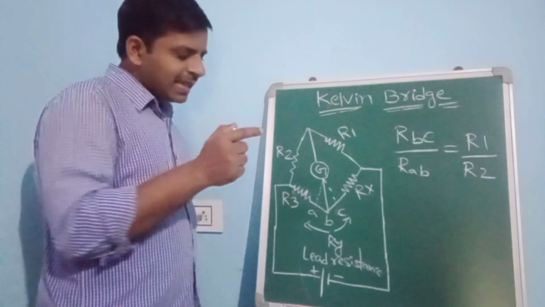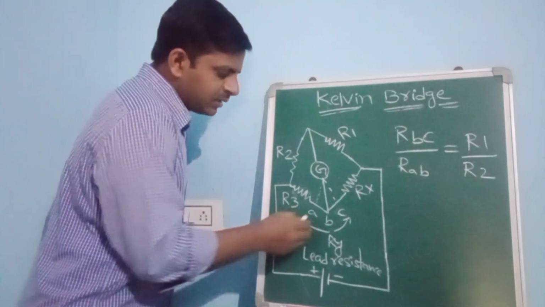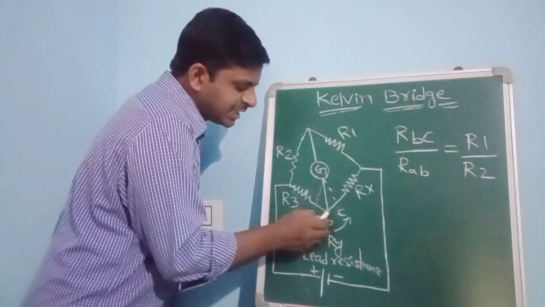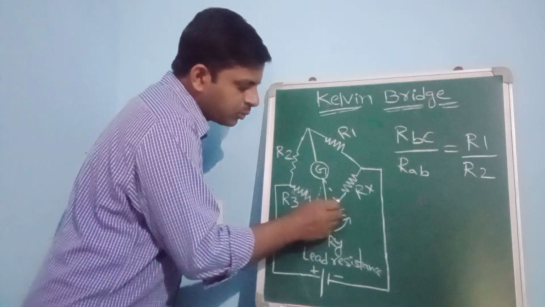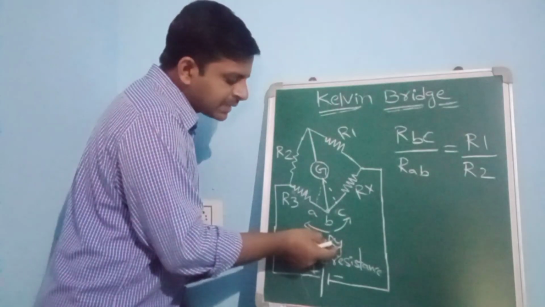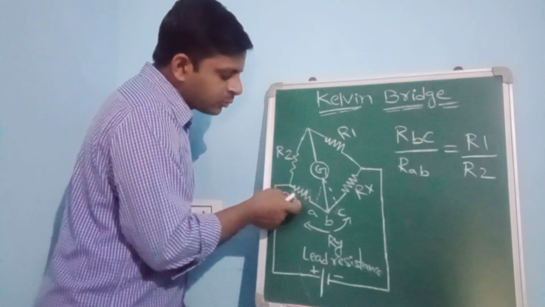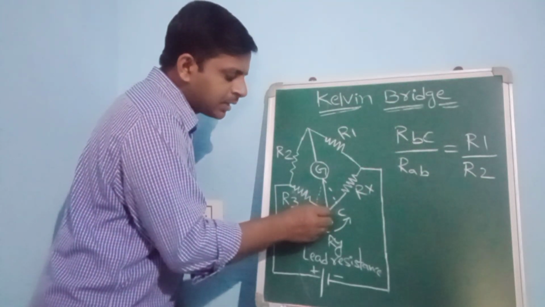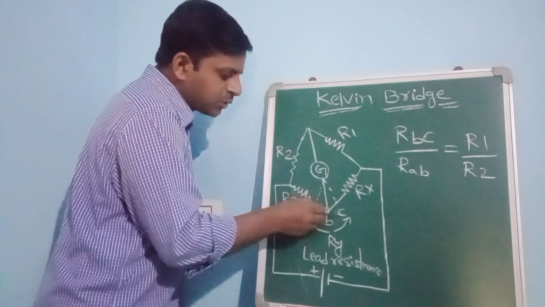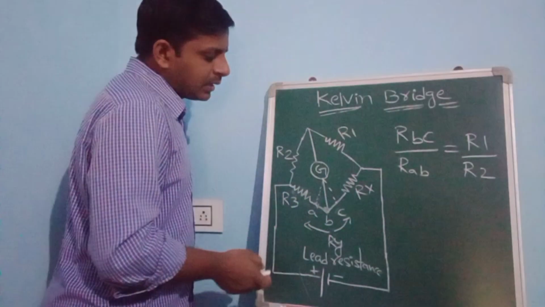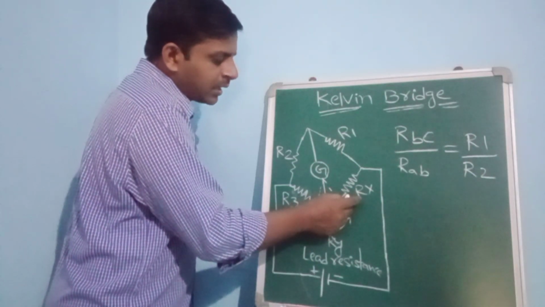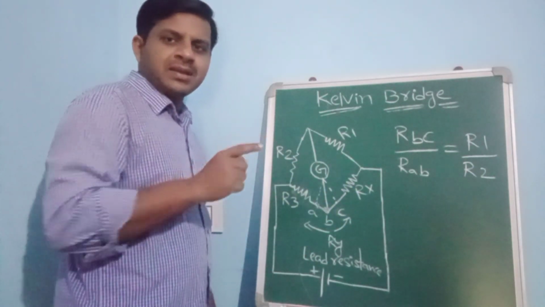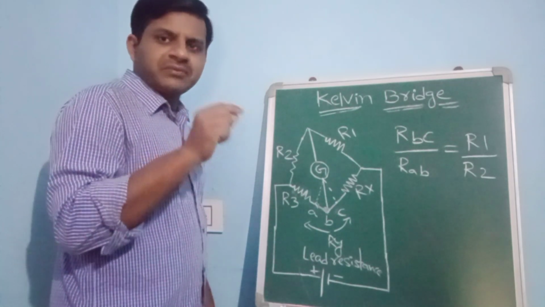Initially, coming to step 1, whenever the galvanometer is placed from point B to C, the lead resistance Ry is added into the R3 side only. And whenever the galvanometer terminal B is changed to the other side, the lead resistance is added to the Rx side only. Those are the two important considerations.